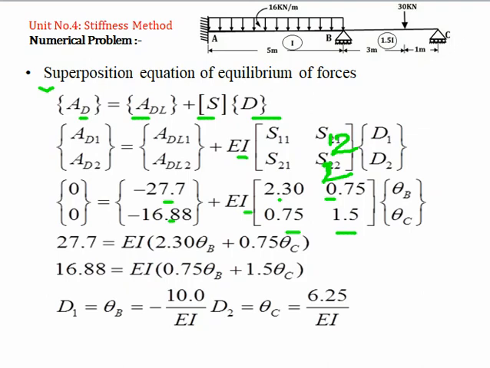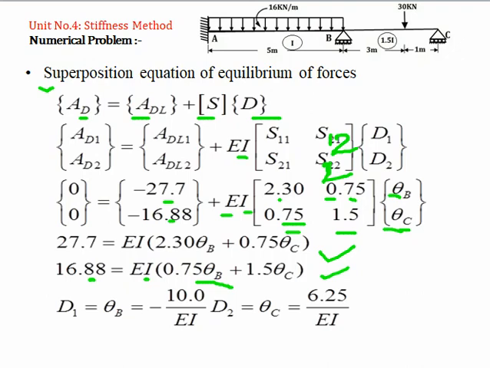So S22 is 1.5. Okay, and D1 is theta B and D2 is theta C. After putting the values, we will get the two equations. Take this 27.7 toward the right hand side, so it becomes plus 2.30 into theta B plus 0.75 into theta C. And for the second equation, take 16.88 toward the left hand side, so you will get positive sign 16.88, then 0.75 into theta B plus 1.5 into theta C, with EI taken outside.